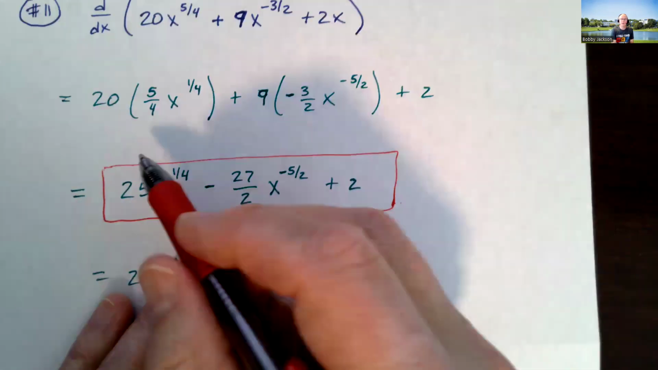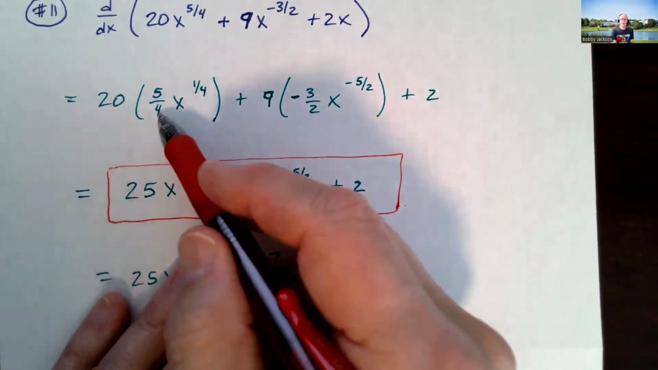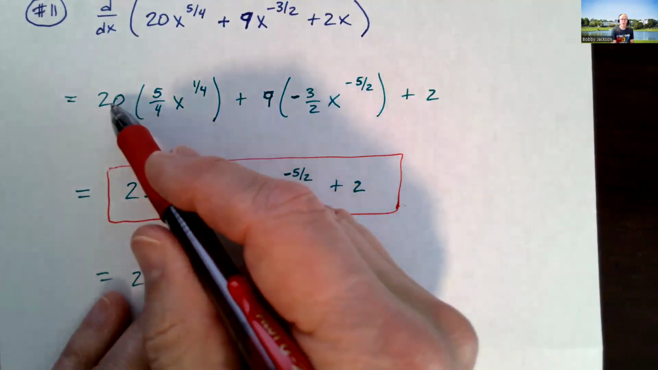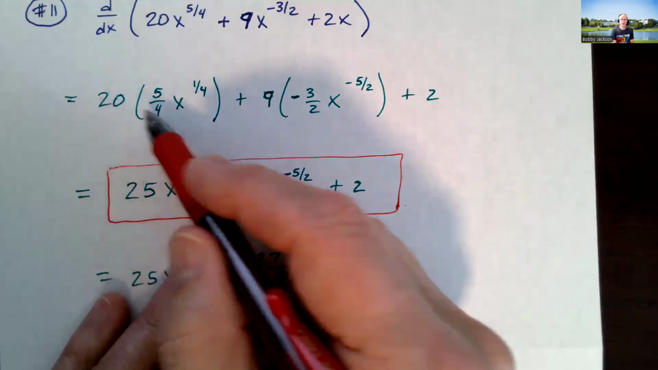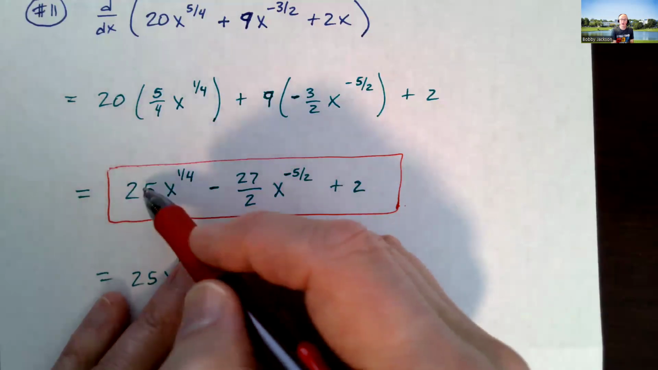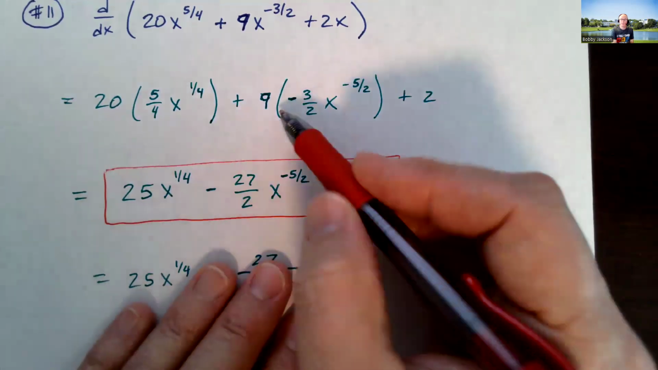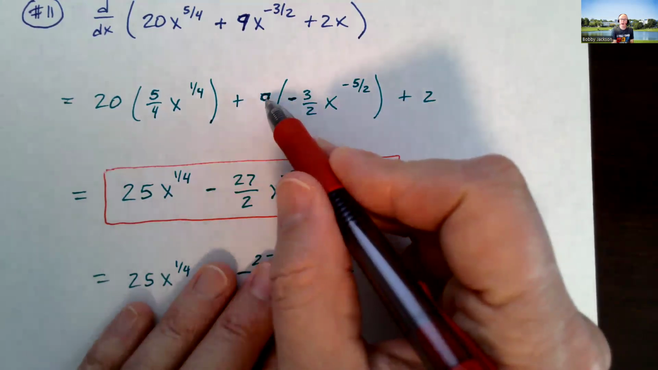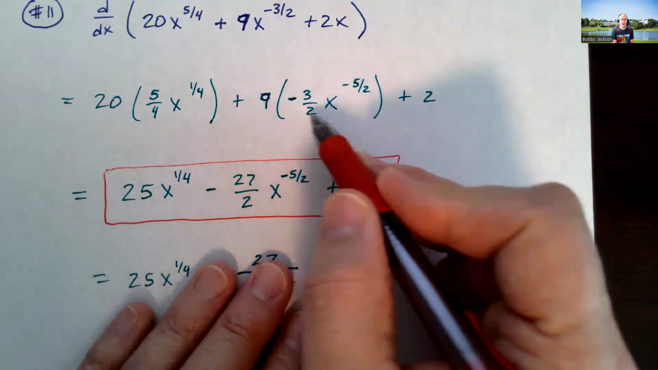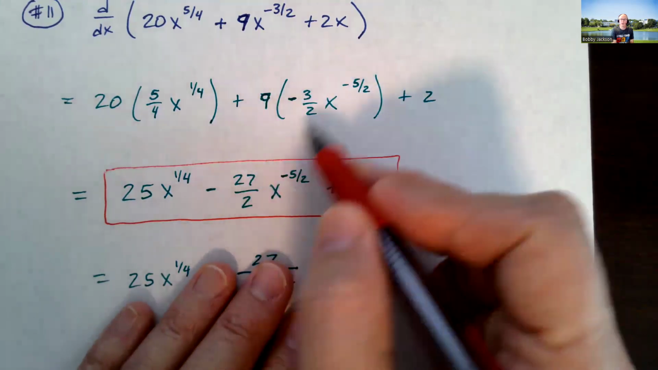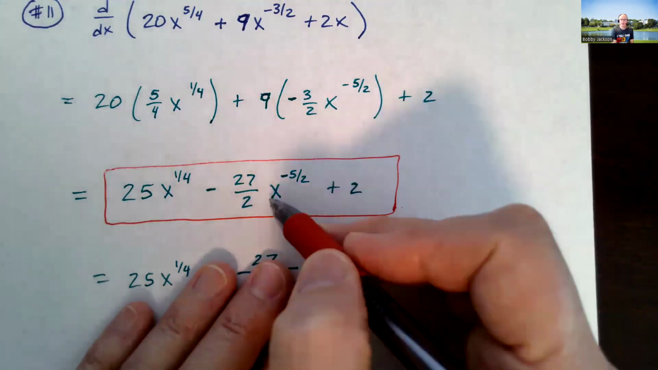And then we clean this up. 20 times 5/4. Now I can simplify that, and you should. 4 goes into 20, right? 5 times. So I can divide top and bottom by 4, and I'm left with 5 times 5, which is 25, x to the 1/4. Here I'm going to multiply negative times positive gives me negative, and then 9 times 3/2, well, 2 and 9 have no common factors, right? So 9 times 3 is 27 halves, x to the -5/2.